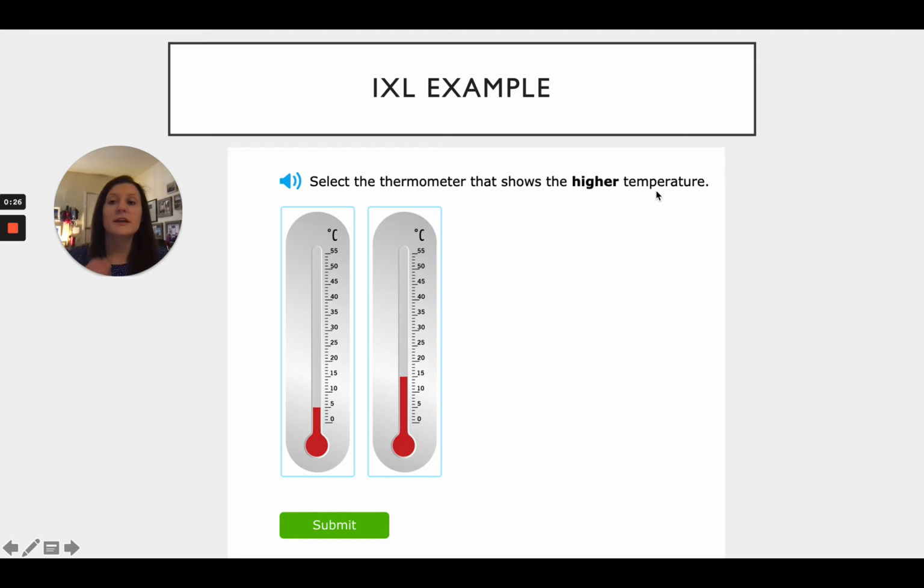So remember in our last lesson, if it has more liquid in it, that means that it is a higher temperature. Looking at these two and how much liquid is in there, we see that this one has more because it's higher than this one. So we know that the one on the right is going to show the higher temperature.